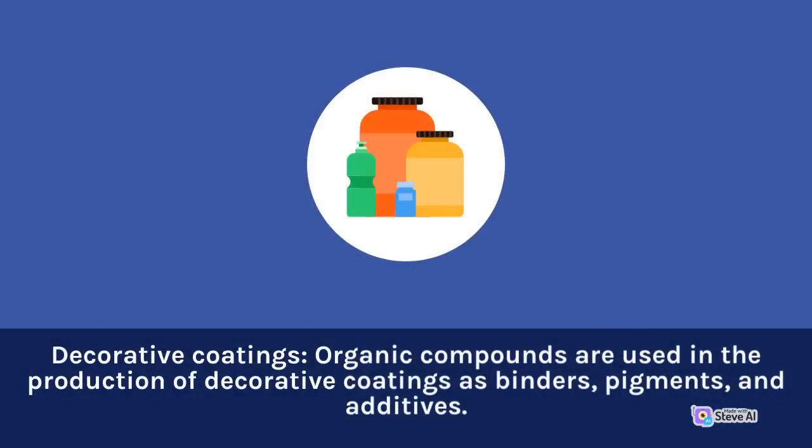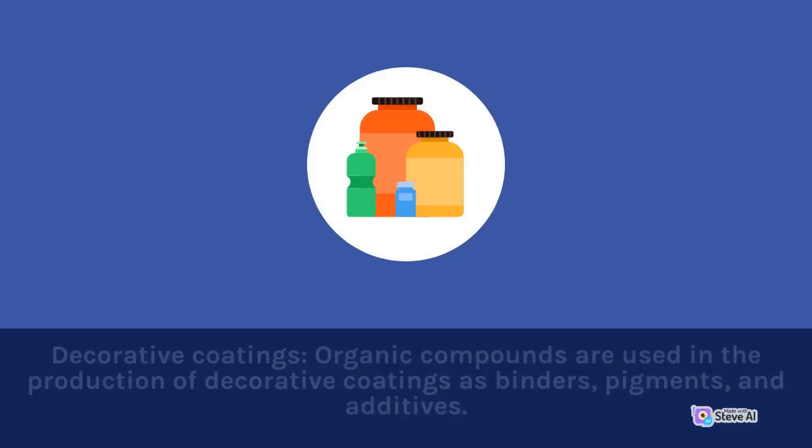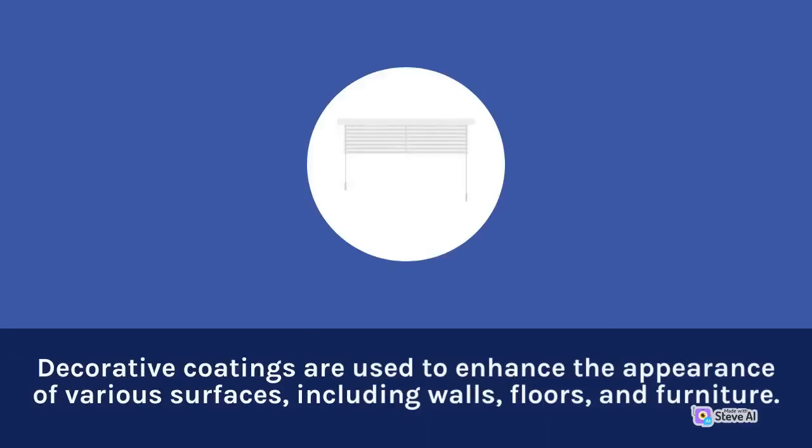Decorative coatings. Organic compounds are used in the production of decorative coatings as binders, pigments, and additives. Decorative coatings are used to enhance the appearance of various surfaces, including walls, floors, and furniture.